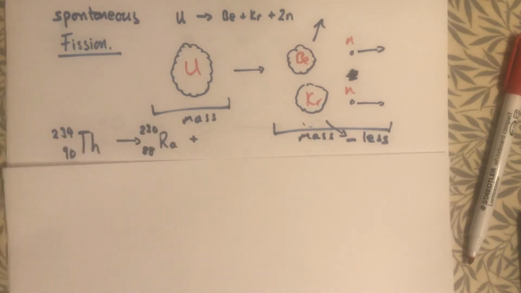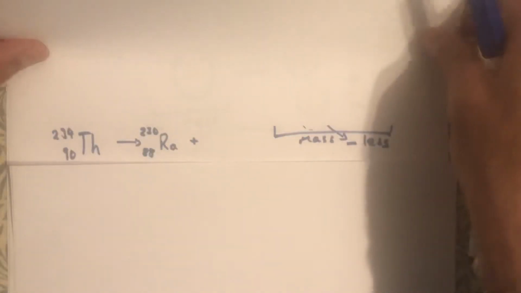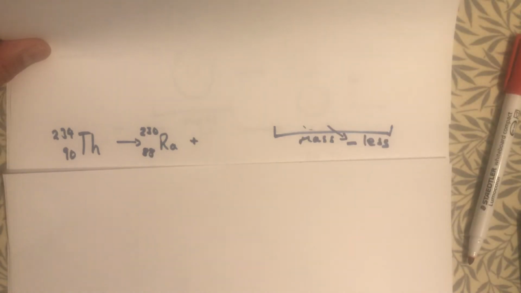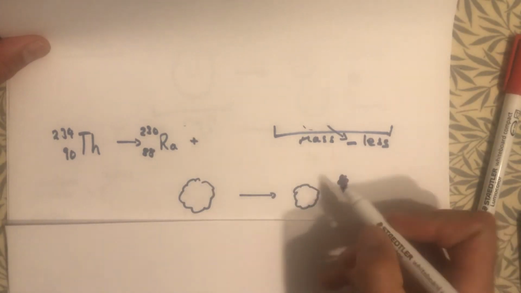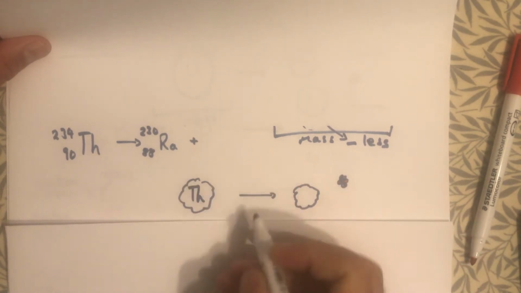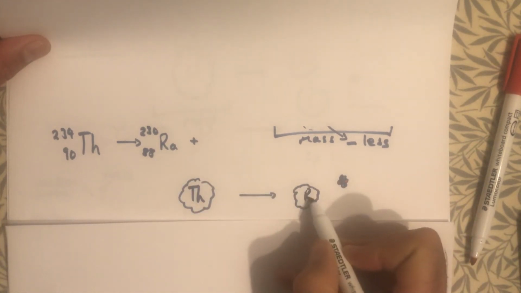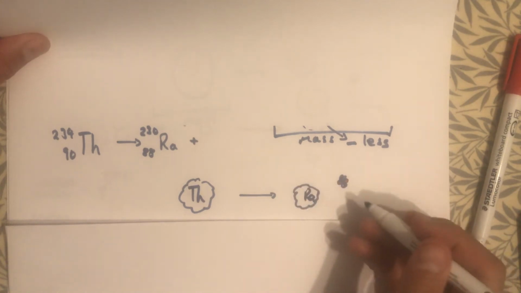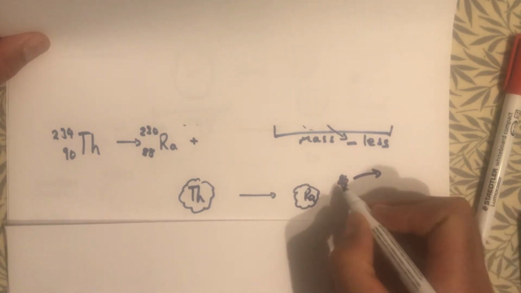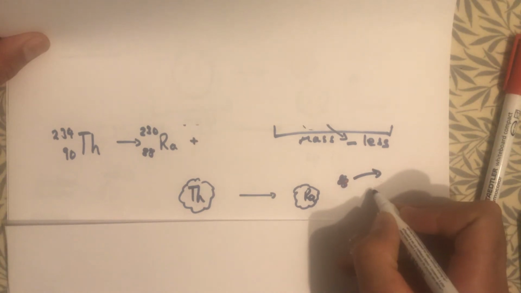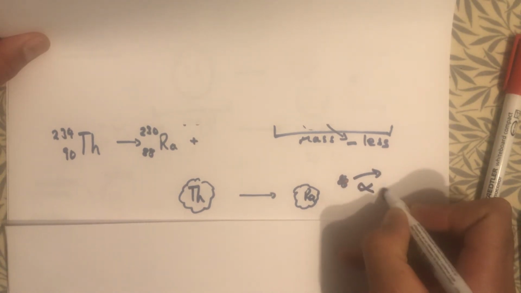Okay, here's my equation for the next one. So I could get rid of that one and say, okay, let's look at this one. It's also possible to just give off, so I could go from thorium, which occurs in rocks, to radon, which occurs in the air, and I could just give off an alpha particle, 2 protons, 2 neutrons. So there's my alpha particle.